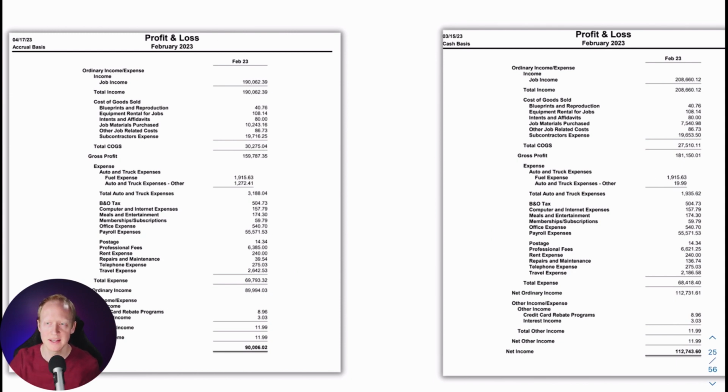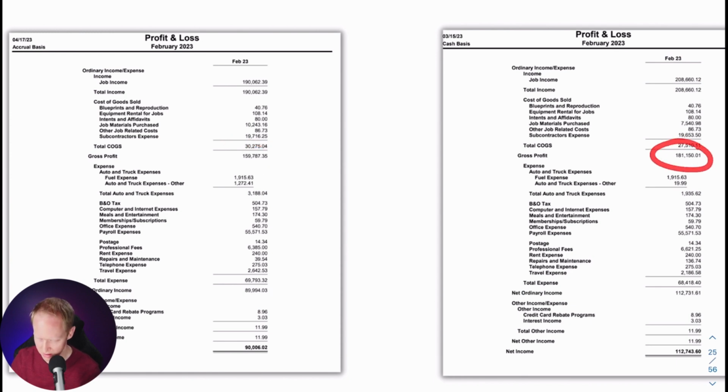This is the same business, same month. Okay? Same business, same month. We notice some kind of important differences here. A lot of business owners don't know how to look close enough at this to catch this. Over here, revenue or income, $190,000. Over here, $208,000. What? Same business, same month, right? Over here, our gross profit, $159,000.